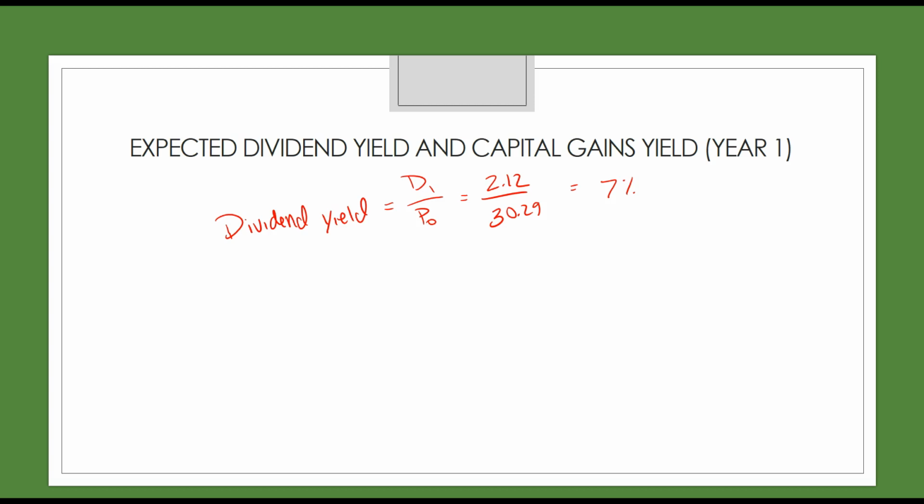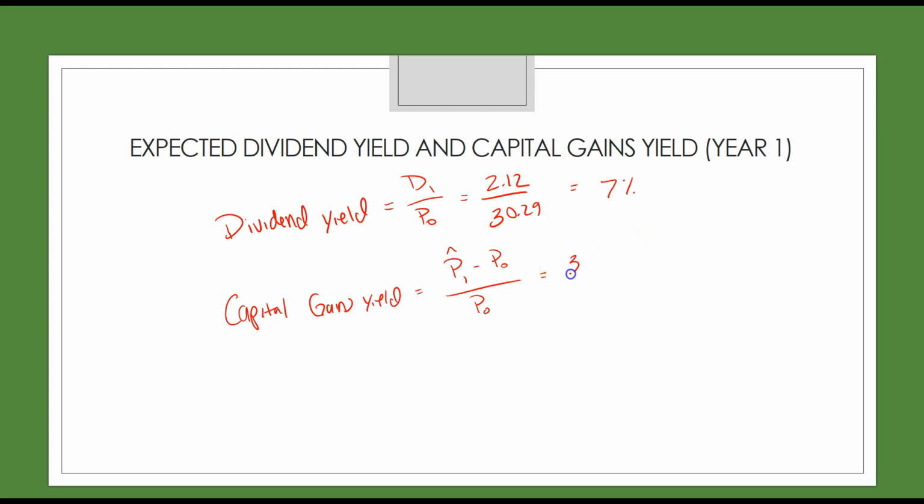Our capital gains yield measures stock price appreciation. So we need to take the expected price next year, minus the price of that stock today, and divide it by the price of the stock today. So it's measuring our anticipated return through stock price appreciation.